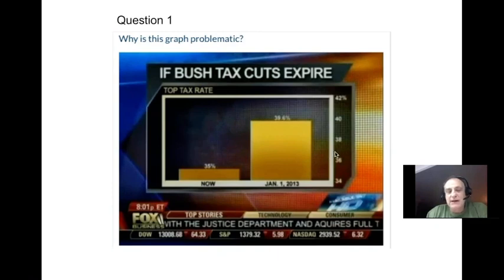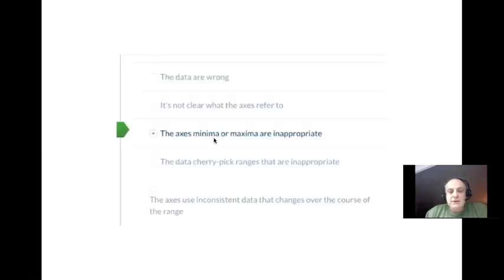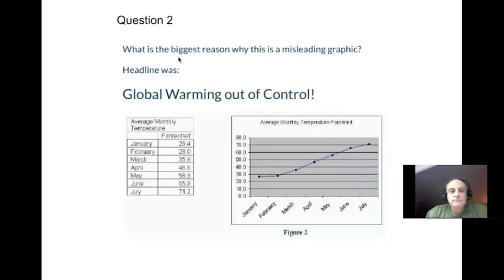If you don't want to start at 0, if you wanted to emphasize this difference, then you have to break the scale and indicate that you've broken the scale. So the answer to that first question then is the axis, minima or maxima, are inappropriate. Here it didn't start at 0, and that's what created the problem.